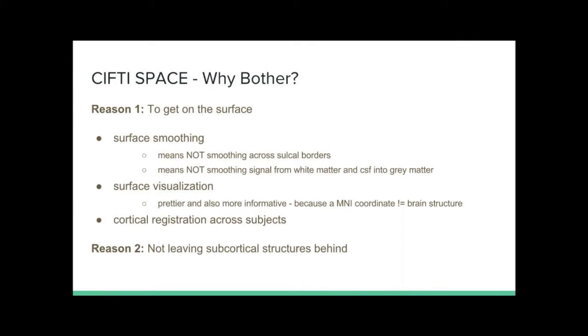So why would you want to be in this space compared to a traditional NIfTI MNI transform space? Well, there are the benefits of surface analysis, obviously. There's surface smoothing, so you're not smoothing CSF and white matter signal into your gray matter signal. There's also surface visualization of your data, which is a lot easier and more straightforward to do.